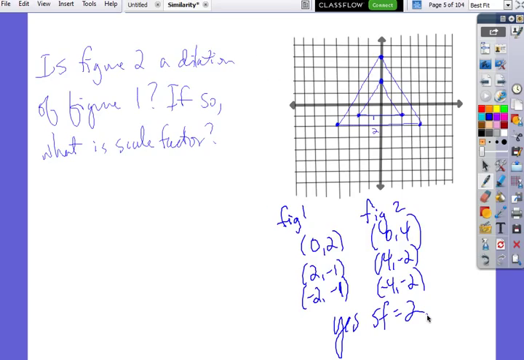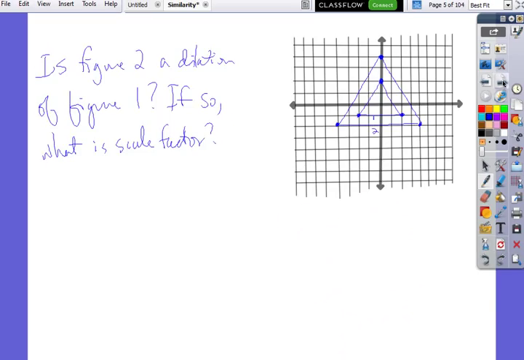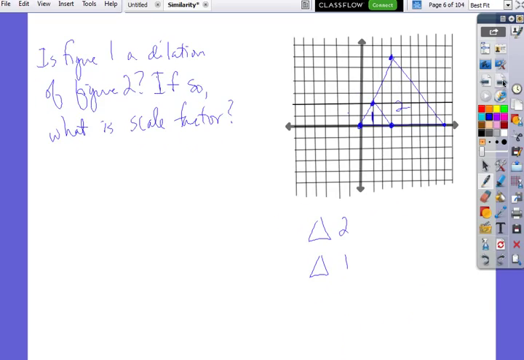All right, that one's yours right there. Again, if it says is figure 1 a dilation of figure 2, we need to start with figure 2. Give me my points for figure 2. All right, 0, 0. 9, 0. 6, 3. Go in the same order for figure 1. 0, 0. 3, 0.